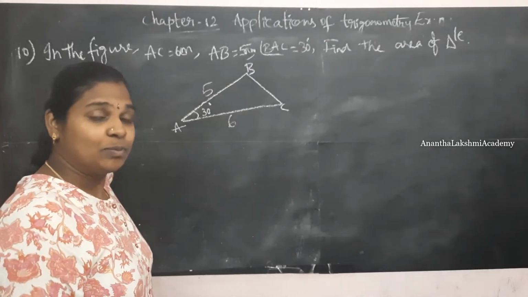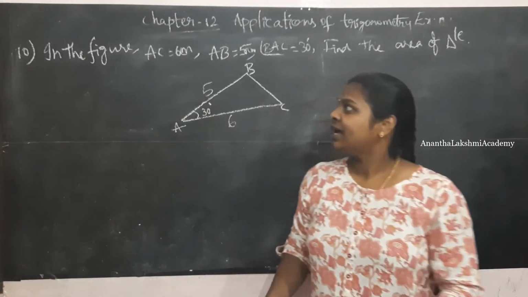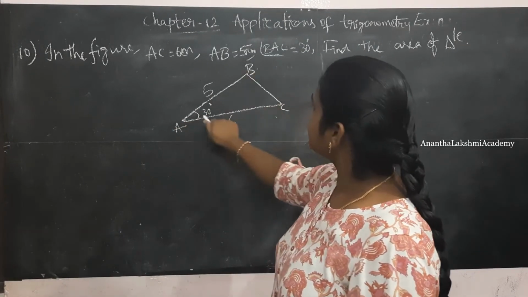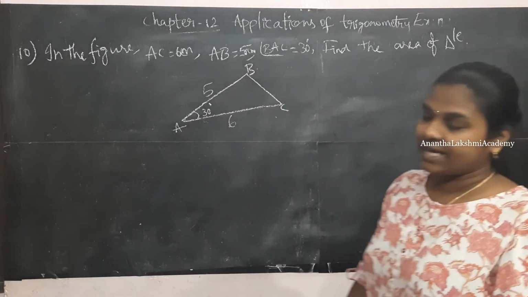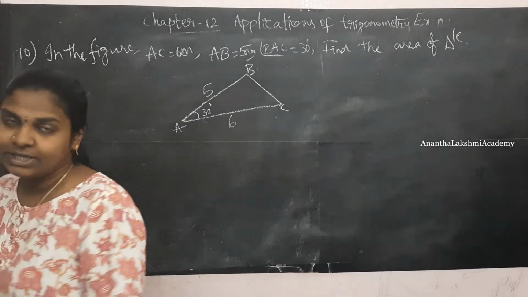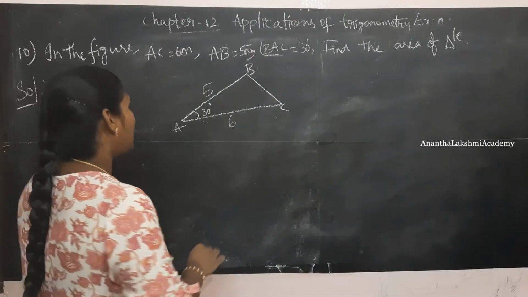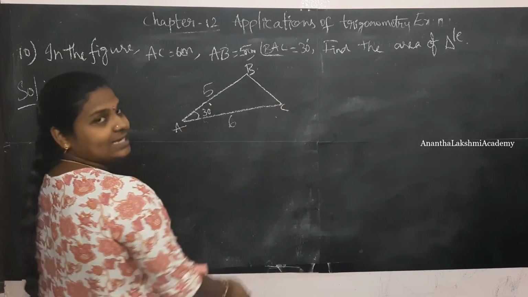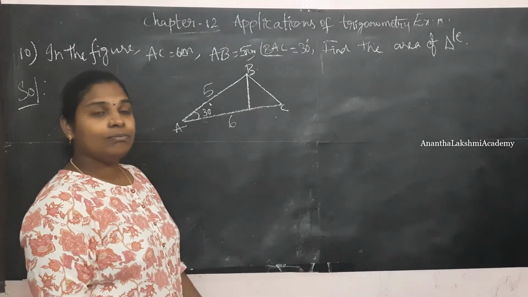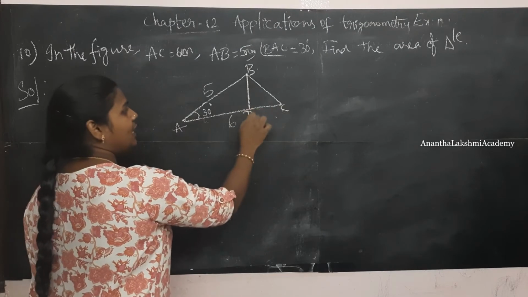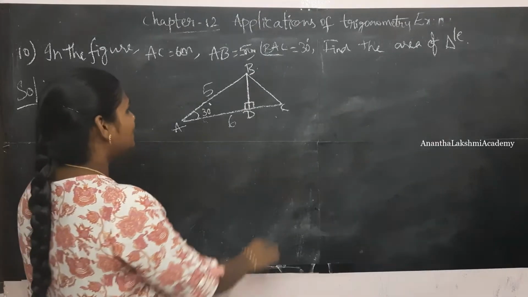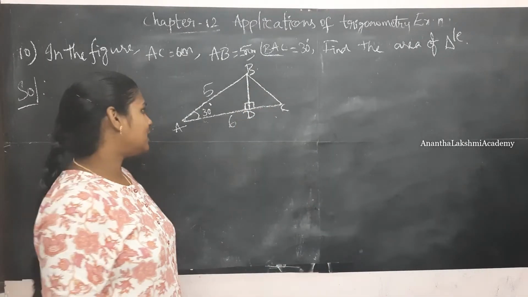We have the last problem in the exercise, which is problem number 10. In this adjacent figure, AC is equal to 6 centimeters, AB is equal to 5 centimeters and angle BAC is 30 degrees. Find the area of triangle. So what is the formula for area of the triangle? Half into base into height. Okay. We have the base as 6. What is the height? We don't know, right? If I draw a perpendicular from B to AC joining at D, does it not form a right angle triangle? Yes, it does. So BD is nothing but the height of the triangle, right?